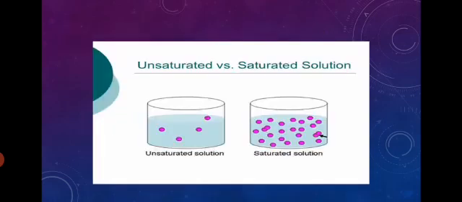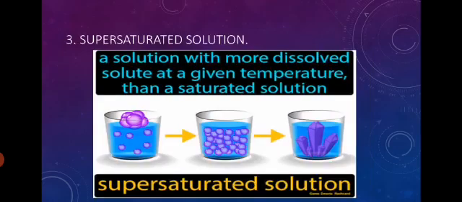In another diagram, this is a beaker in which the purple particles indicate solute particles. Here is a small amount of solute and here is a large amount of solute. So this is the unsaturated solution and this is the saturated solution. I hope it is clear and you can easily differentiate between saturated and unsaturated solutions.